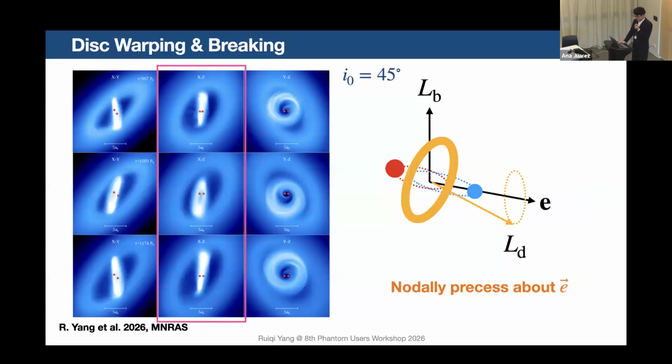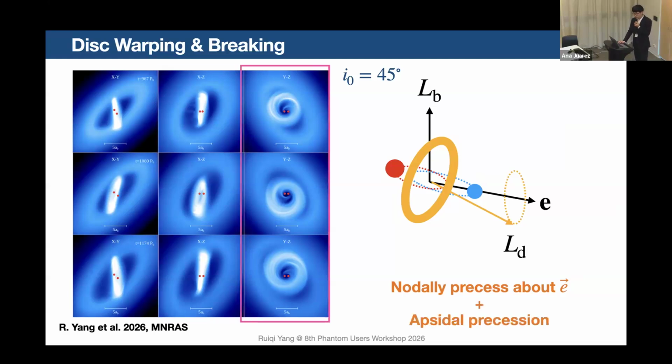Okay, so I'll take 3 snapshots to show the evolution. If we focus on the second column, the XZ plane, you can see that the disk is actually undergoing a nodal precession about the binary eccentricity vector, just like the illustration shown on the right side. And if we focus on the third column, this is the face-on information of the inner polar disk, which is actually also undergoing the epsilon precession. So with the combination of both effects, we also see the alternating preferential accretion in polar disks.